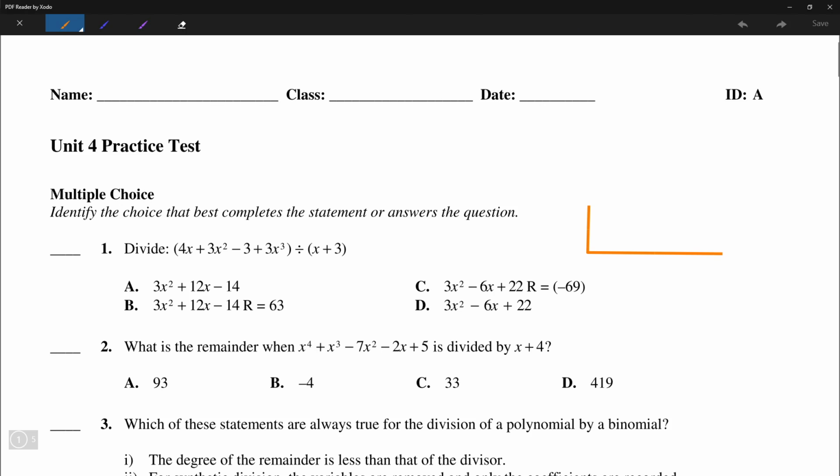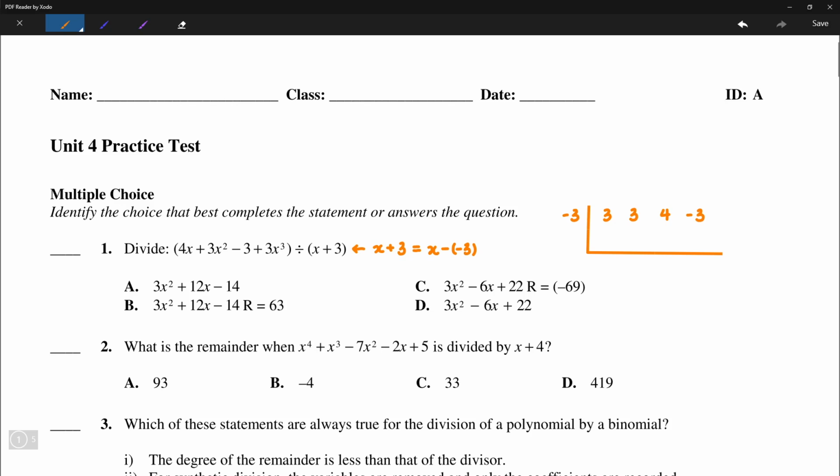On the left-hand side of the bar, we have negative 3, since x plus 3 is the same as x minus negative 3. Next, we'll list the coefficients in descending order. So 3, 3, 4, and then negative 3.